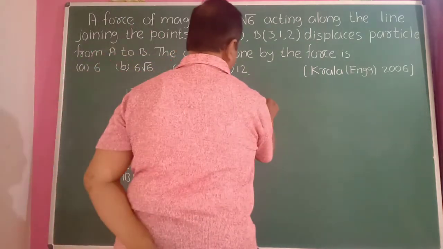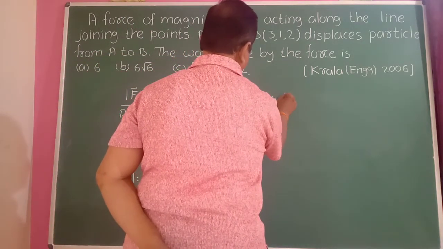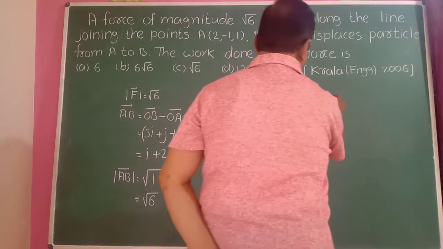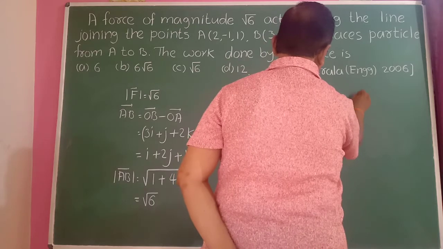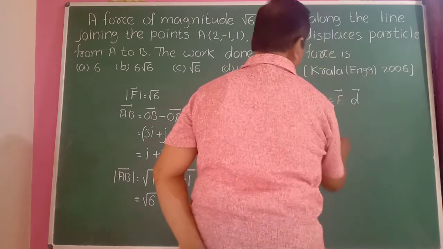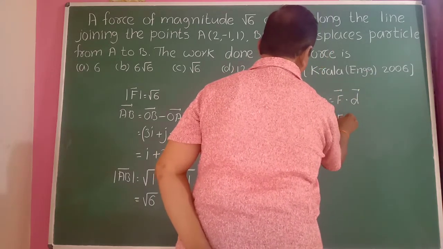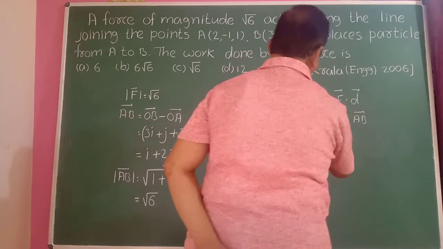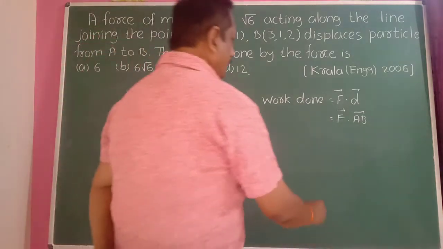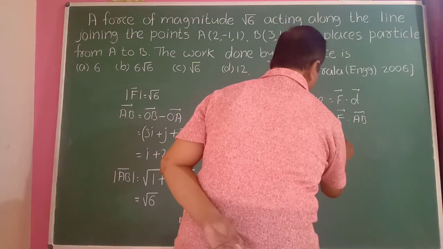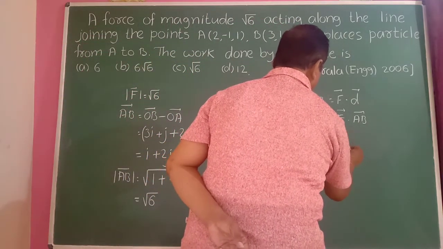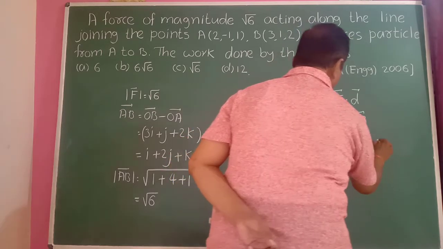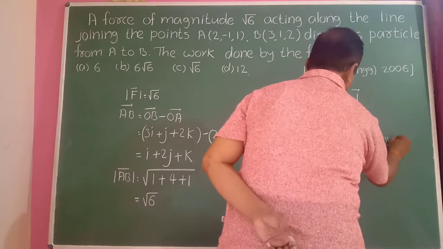Therefore, work done by the force. The work done by the force formula is F dot dl. Therefore, F dot AB, the displacement, that means AB. F dot AB can be written according to the definition as modulus of F bar into modulus of AB into cos of theta.